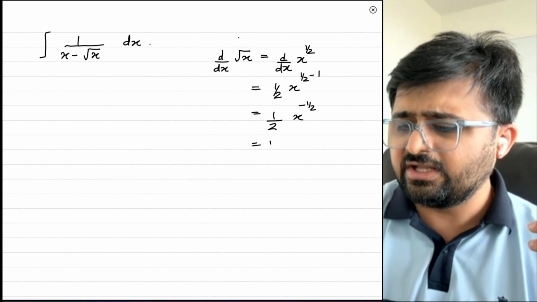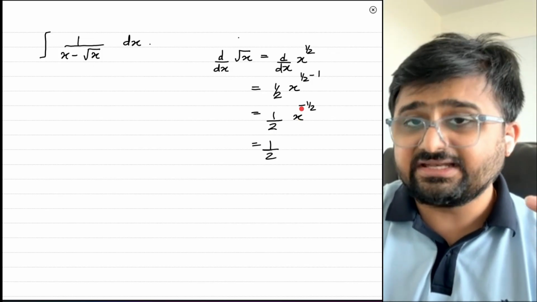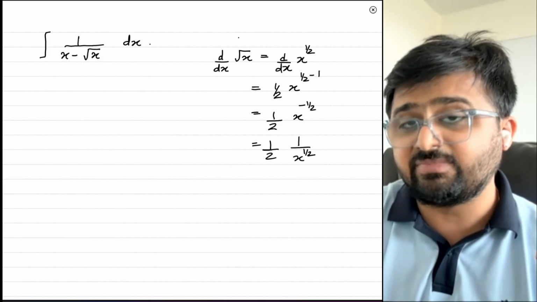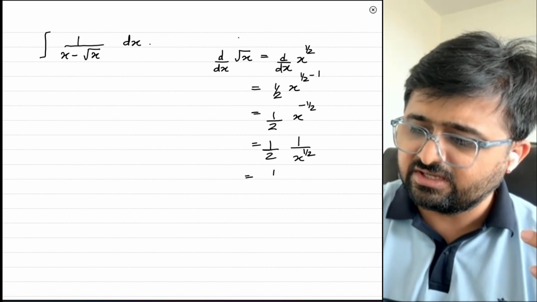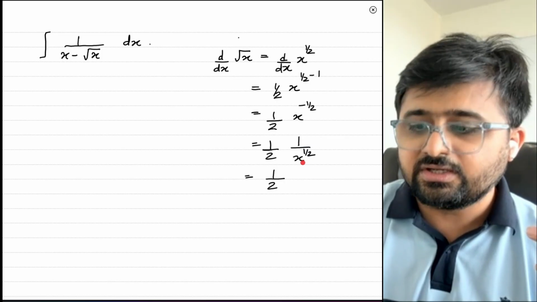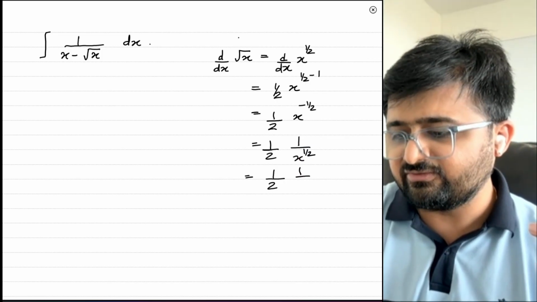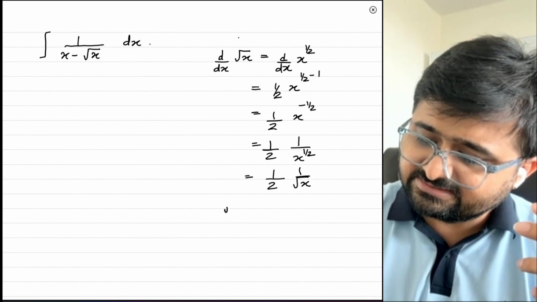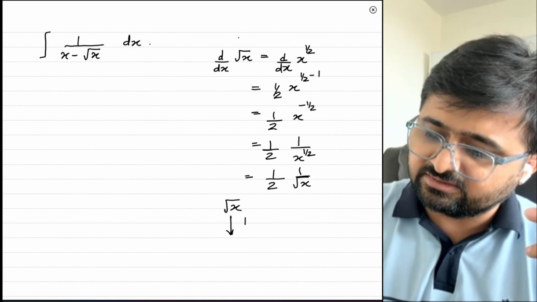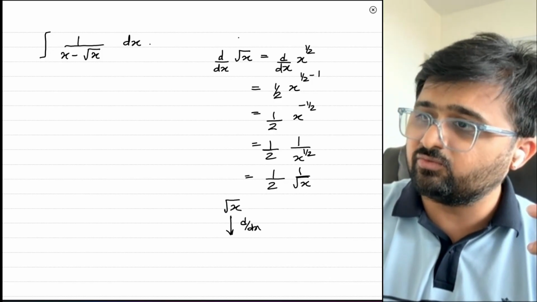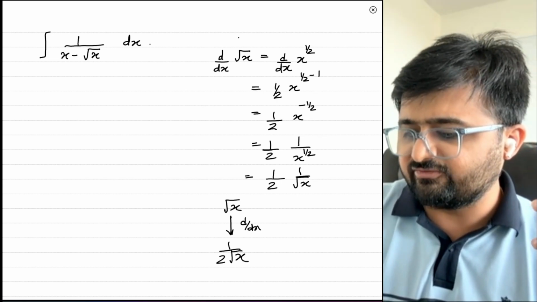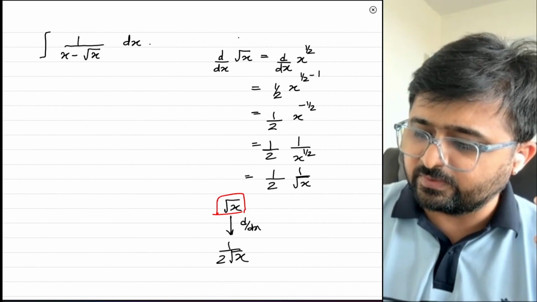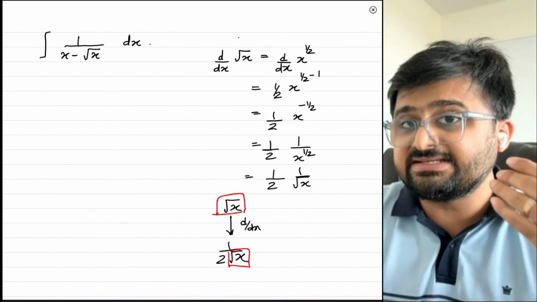Okay, so you can write this as 1 by 2 x to the power half minus 1, which is nothing but minus half. Now x to the power minus half is nothing but 1 over x to the power half by the law of exponents. And that gives you 1 over 2, 1 over x to the power half. Now x to the power half is nothing but again square root of x. What that tells you is for square root of x, the derivative is nothing but 1 over 2 square root of x. That means that in the derivative or the differentiation of square root of x, there is a square root of x in the denominator.